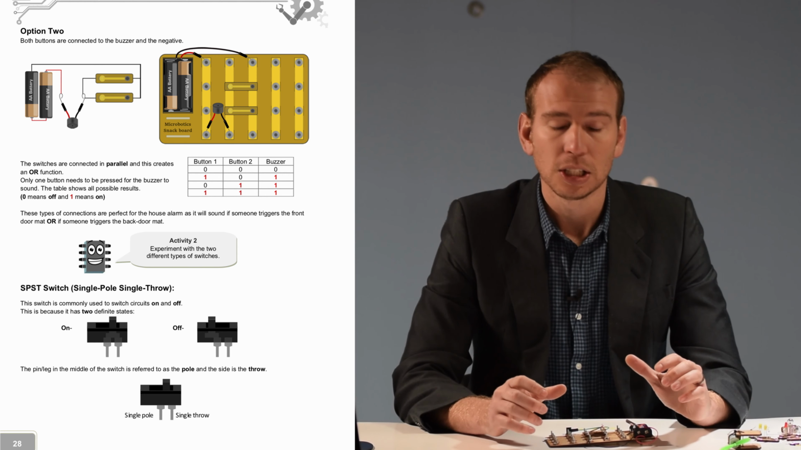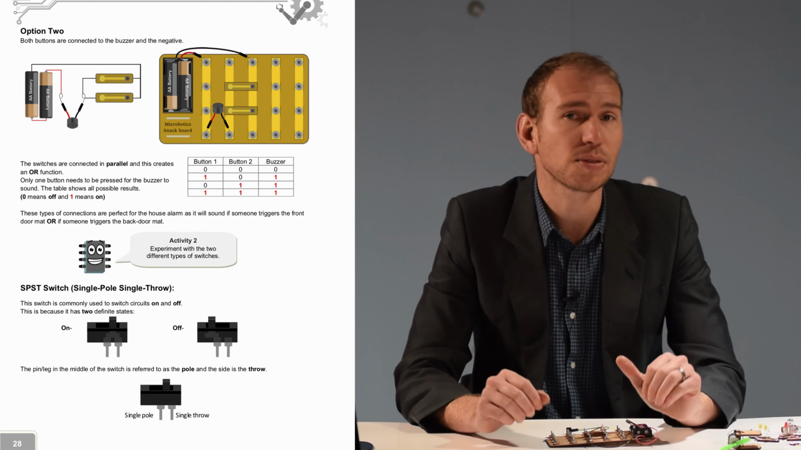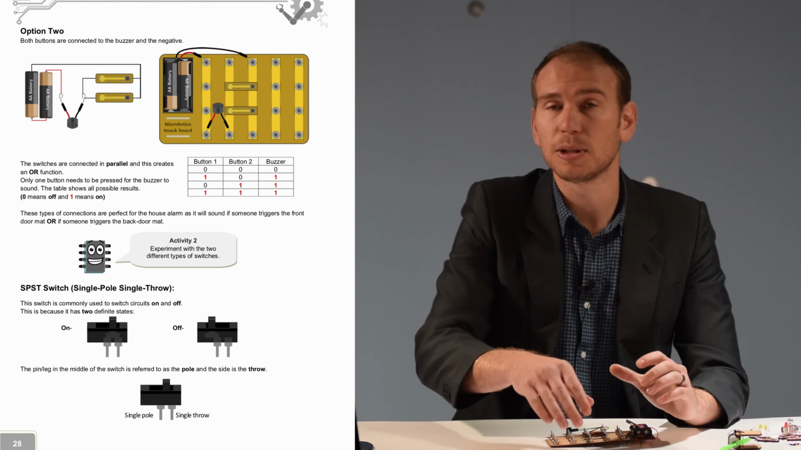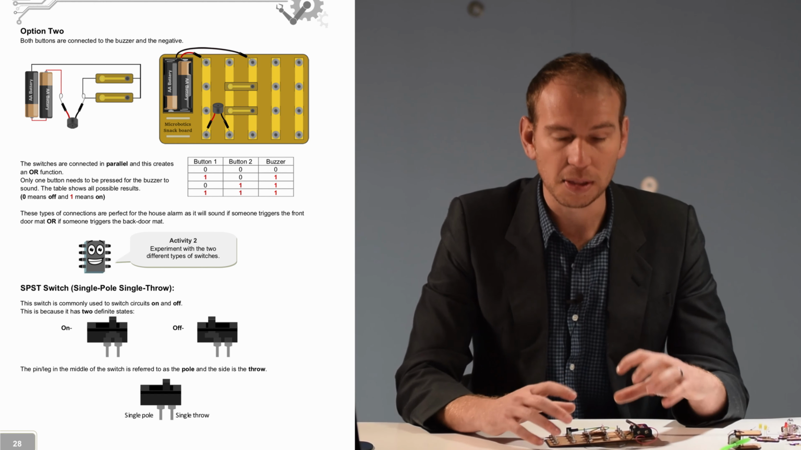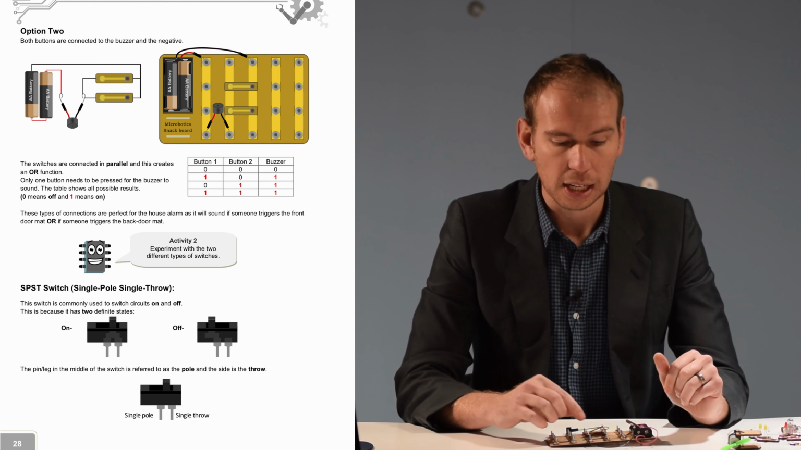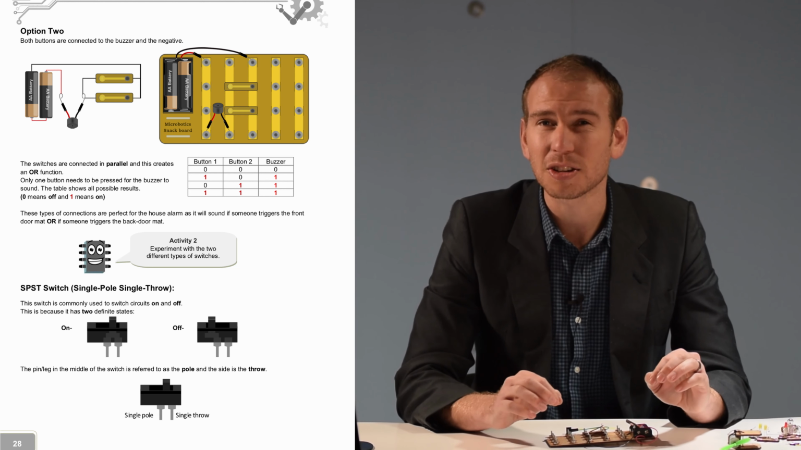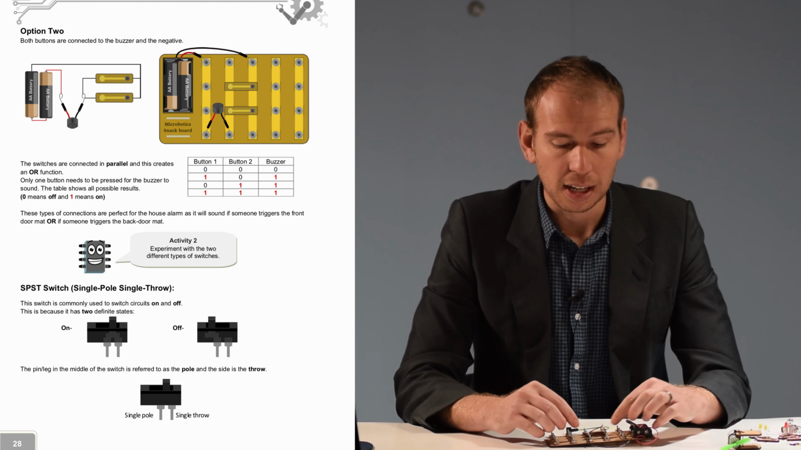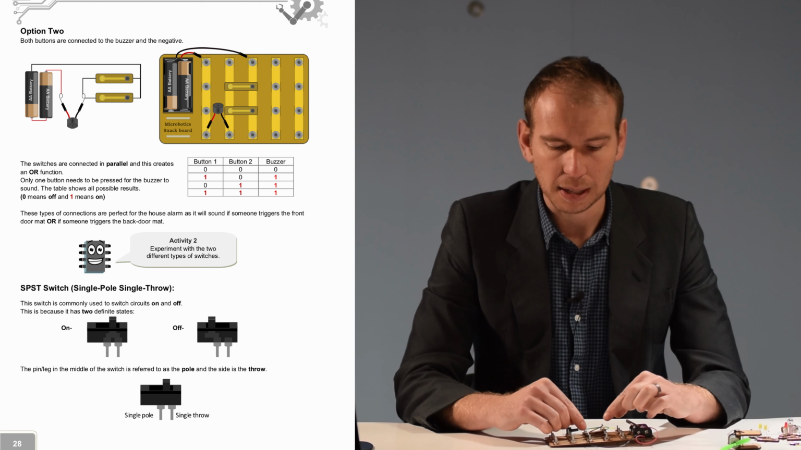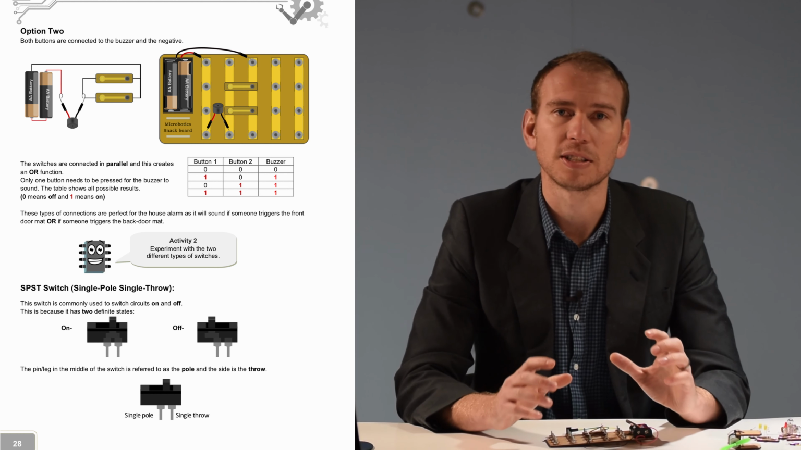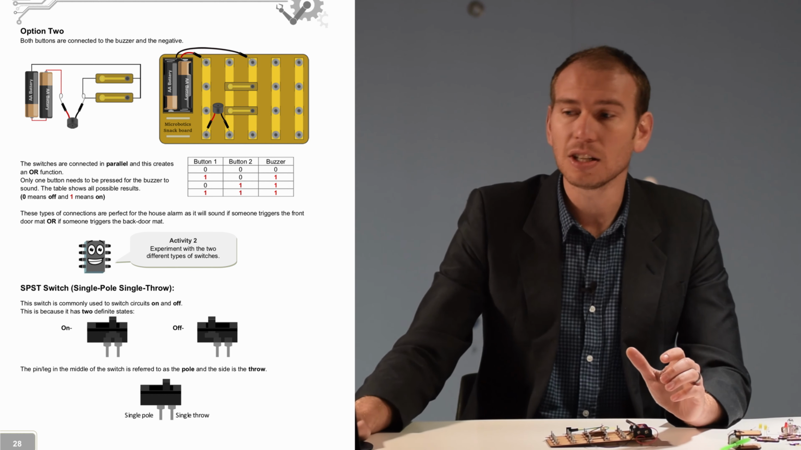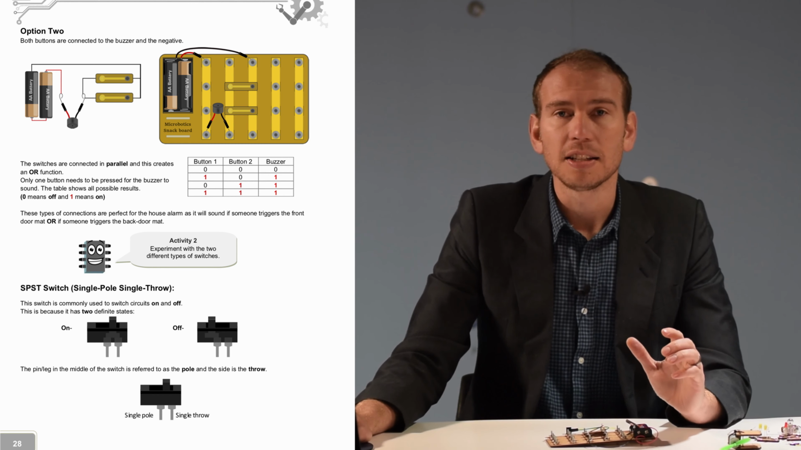Now you are welcome to go test it, build a little model house for yourself if you want to, and actually put a little carpet there and give it a test. But this would be the circuit that you would use. It's the two buttons in parallel creating an OR function. Either button 1 or button 2 should be on for it to sound. Okay, now let's go look at our next activity.